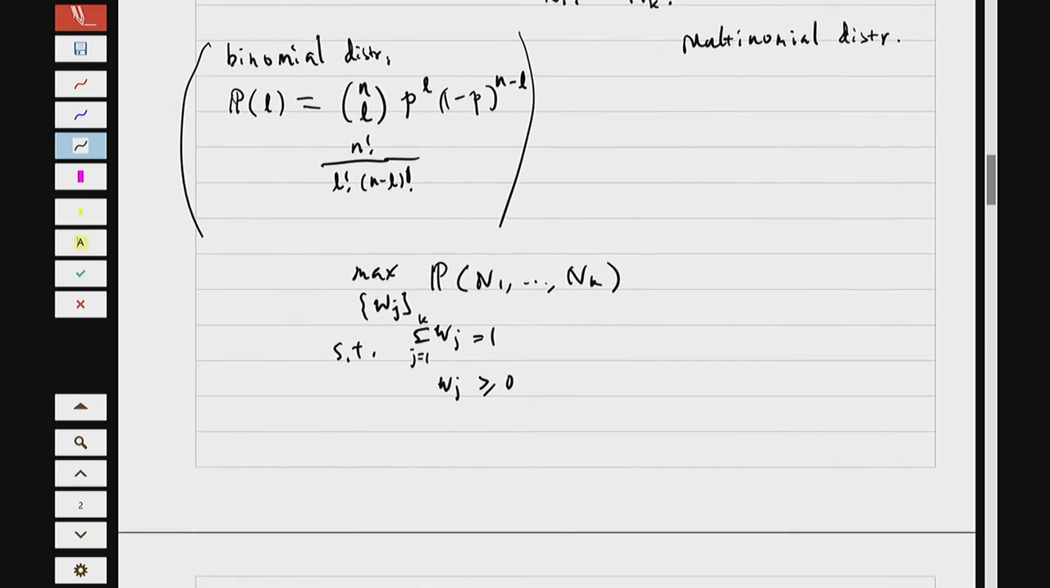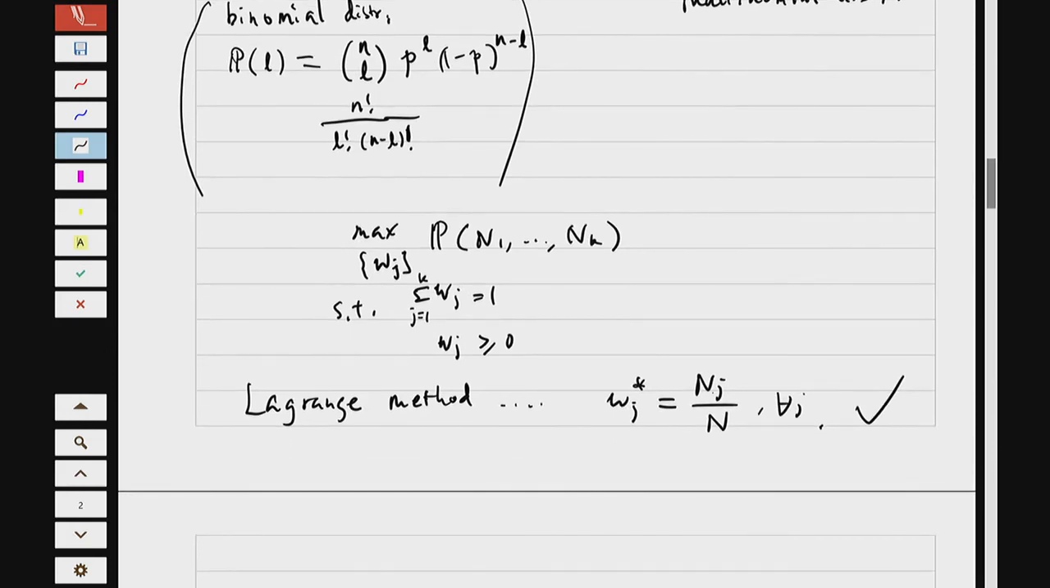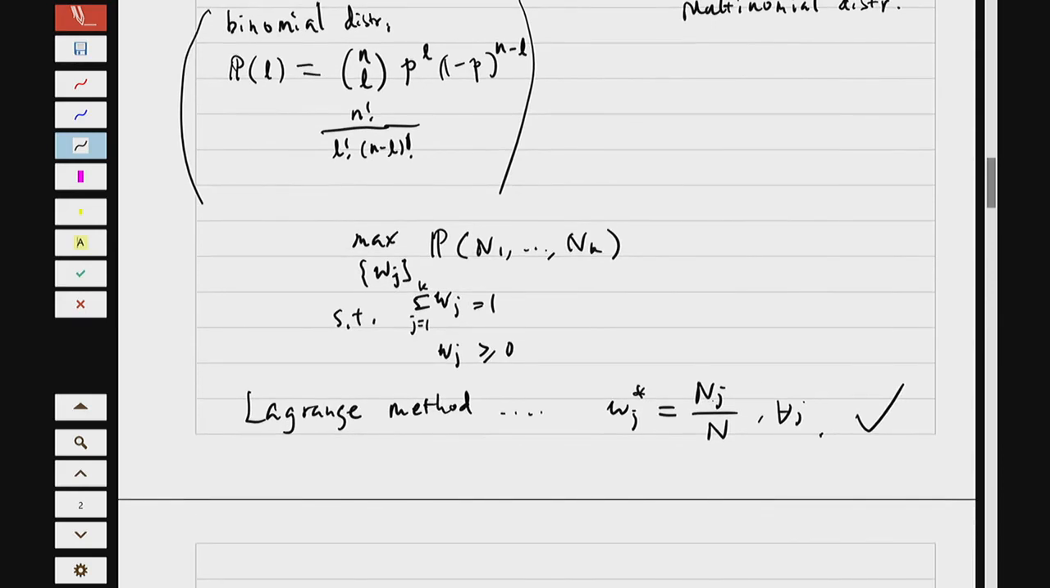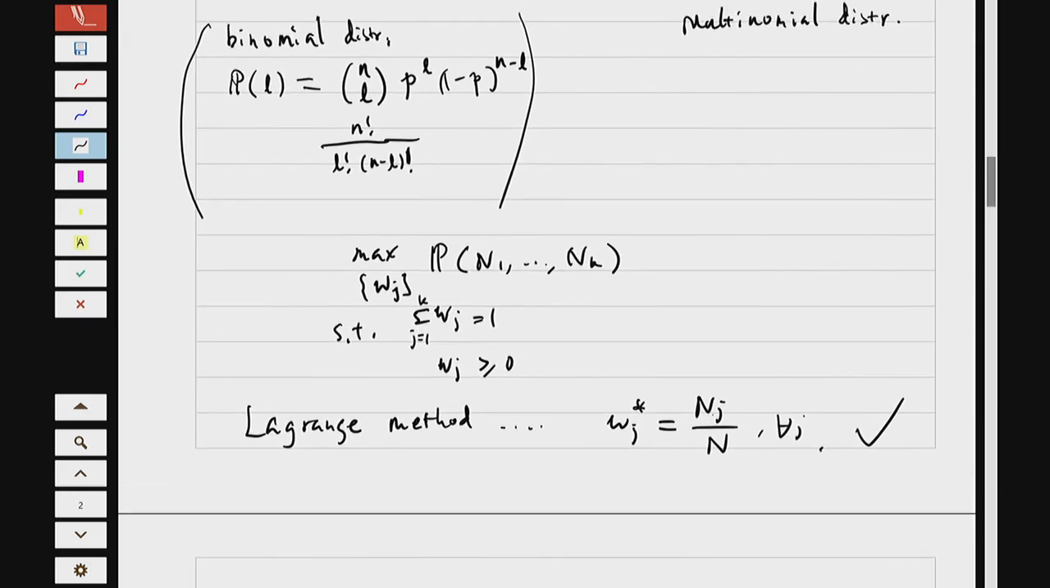So it turns out that you can use the Lagrange method to solve it. Again, we don't need to know what it is at this point. And when you solve this, you get the optimal wj, which indeed is nj over n for all j. That checks out, that theoretically what we're doing is actually good. We're maximizing what we're observing. Again, this is upstream node, just for your information.